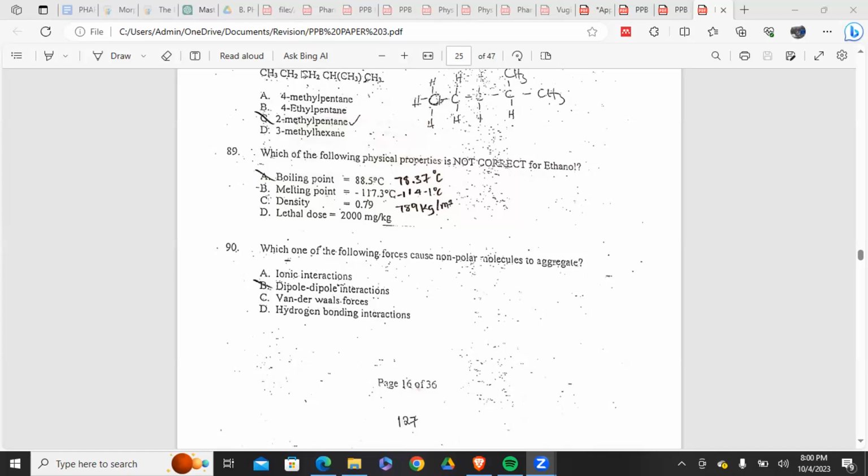Ni hiyo dipole interactions kweli chai? Non-polar molecules. Si van der Waals. For non-polar. Because me, I'm thinking for non-polar, it's van der Waals. Lakini dipole is not used for non-polar molecules. Hydrogen bonding.